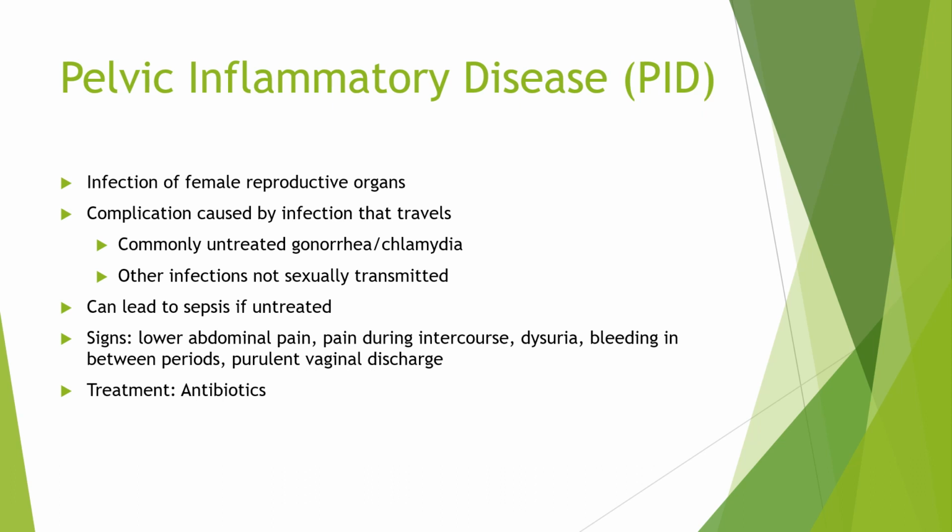Pelvic inflammatory disease, also known as PID. So this is an infection of the female reproductive organs. It's a complication caused by an infection that's traveling up the tract. So it starts in the vagina and it travels up into that pelvic area. It's commonly related to untreated gonorrhea or chlamydia and other infections that are not sexually transmitted. It can lead to sepsis if untreated. So signs of this are going to be lower abdominal pain, pain during intercourse, dysuria, bleeding in between periods, purulent vaginal discharge, and treatment is antibiotics.